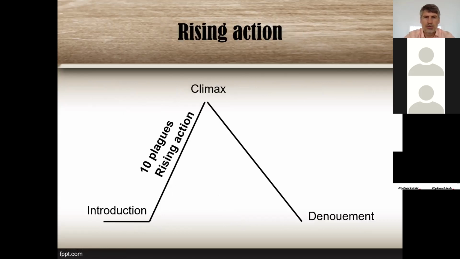And if we apply this scheme to the first part of the book of Exodus, we can see that we have an introduction, and here we have a rising action. The 10 plagues are actually like a rising action because they lead us to a climax. And what is the climax in this case?